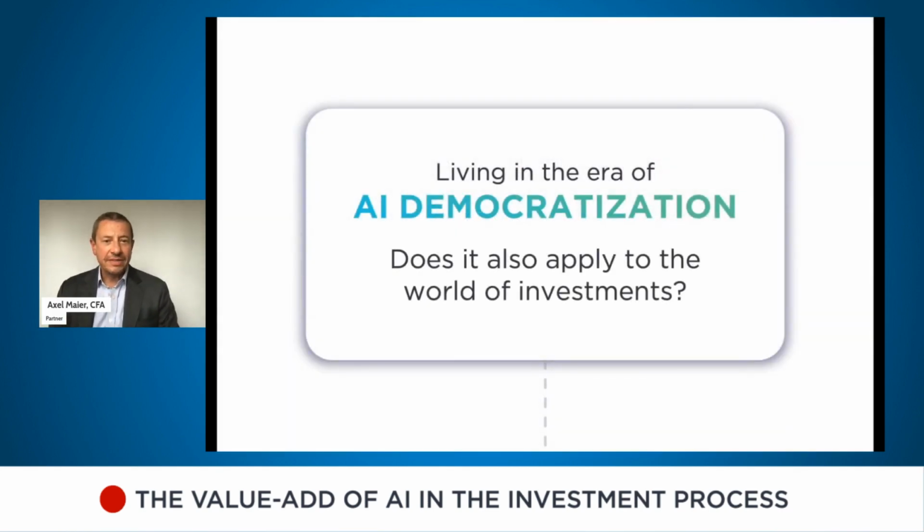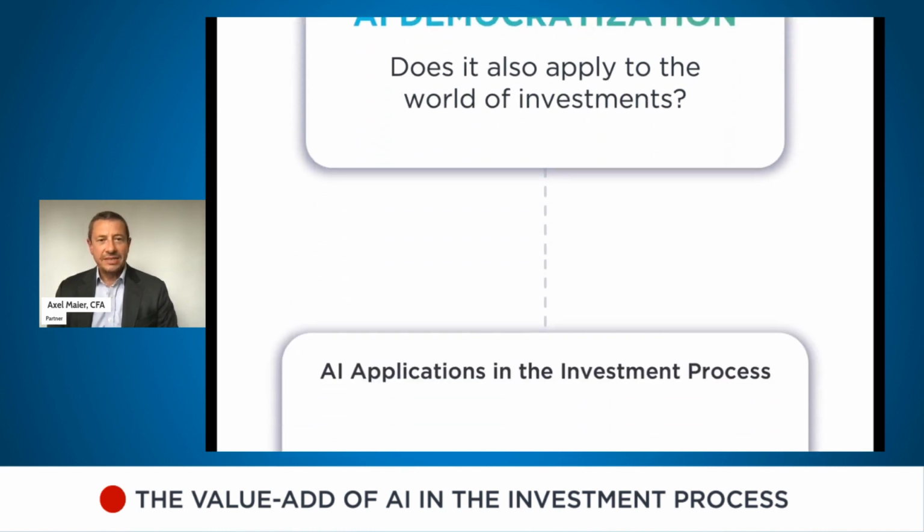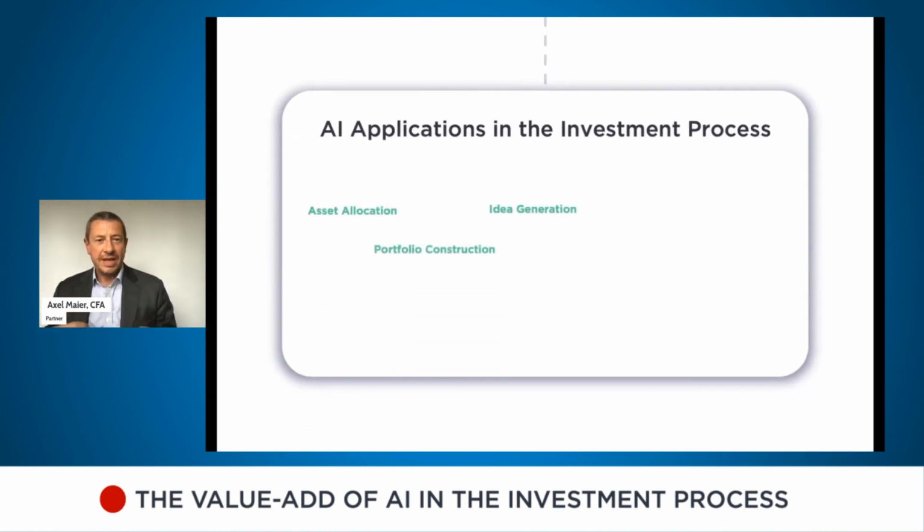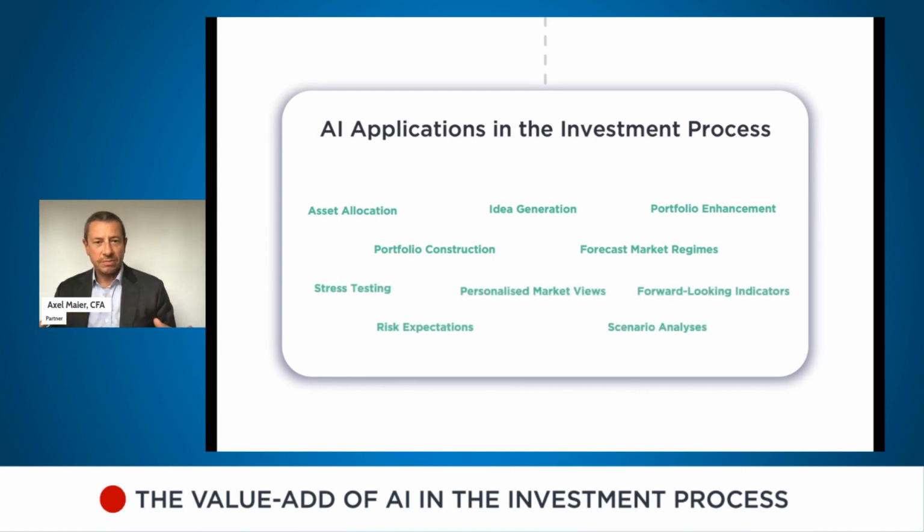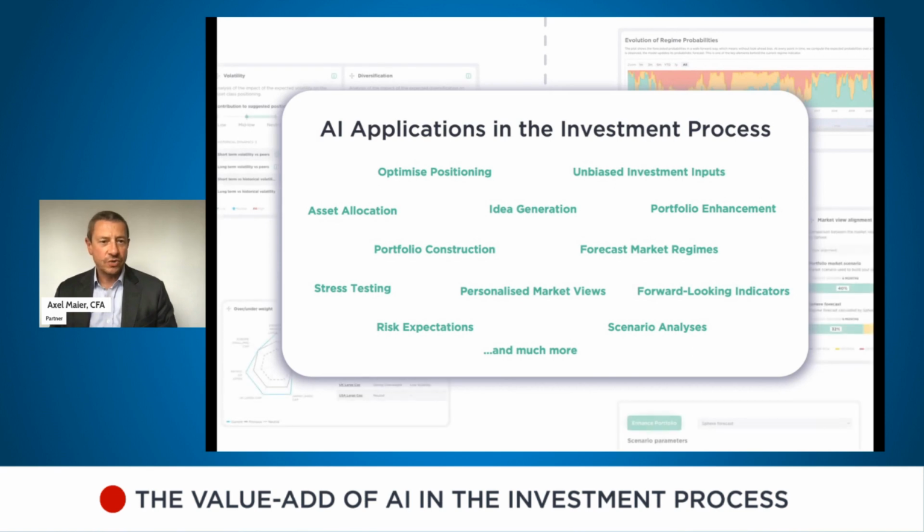So how does it apply to the world of investments? If you think about what I said earlier about adaptability, this is one of the key things. If you go through an investment process, there are many different parts of it, whether it's idea generation, asset allocation, or portfolio construction, you will go through scenarios, and you can do all of that within the AI. So you can basically pick the areas that are helpful to you and then use that part for yourself.